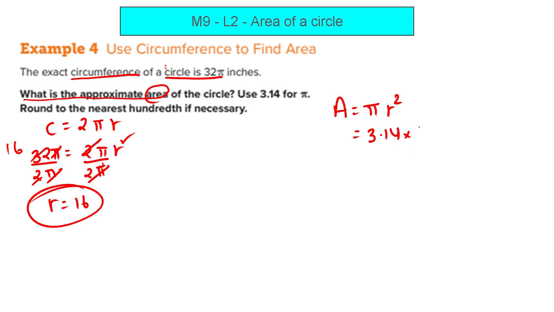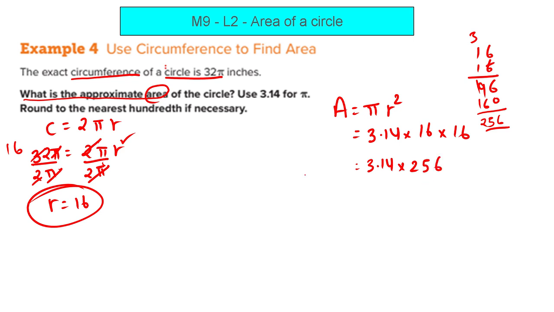So r is 16, so I will put here 16 times 16, okay? 16 times 16 is 256, but I will show you here, quickly see. 6 times 6, 36. 6 here, 3 up. 6 times 1, 6 plus 3, 9. Here 0 because one number is over. Multiply by 1, you get the same answer, so 16. Now 6 here, 9 and 6, 15. 5 here, 1 up, 1 and 1, 2, so 256. So 3.14 multiplied by 256. See, if I was there in the exam, what will I do?